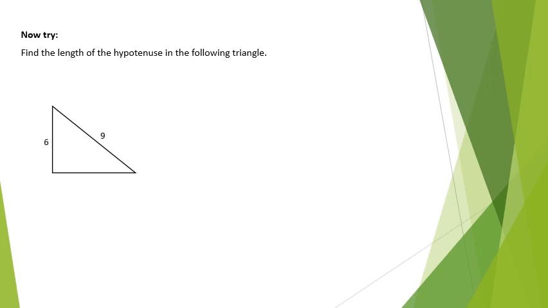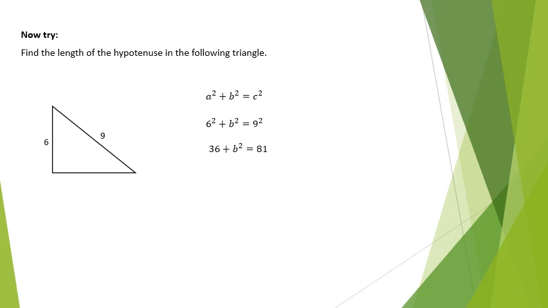Okay, so we state our Pythagorean theorem, a squared plus b squared equals c squared. We're going to fill in the leg that we know for A and the hypotenuse for C. So the leg that we know is 6, the hypotenuse is 9. So we get 6 squared plus b squared equals 9 squared. Then we are going to square our numbers. So 6 squared is 36 and 9 squared is 81.